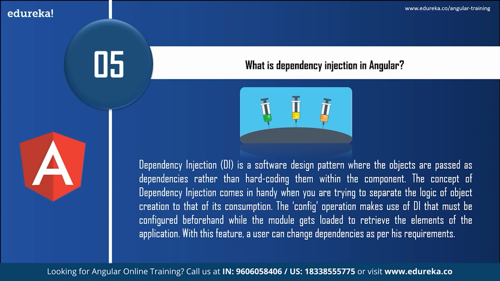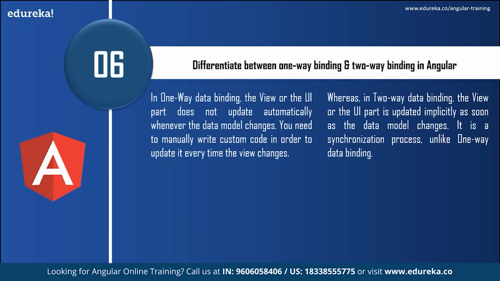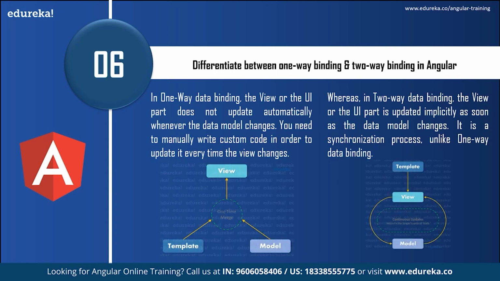Next question, we have differentiation between one-way binding and two-way binding in Angular. In one-way binding, the view or the UI part does not update automatically whenever the data model changes. You need to manually write custom code in order to update it every time the view changes. Whereas in two-way data binding, the view or the user interface is updated implicitly as soon as the data model changes. It is a synchronization process, unlike one-way data binding. Now, describing with a diagram impresses the interviewer even better.